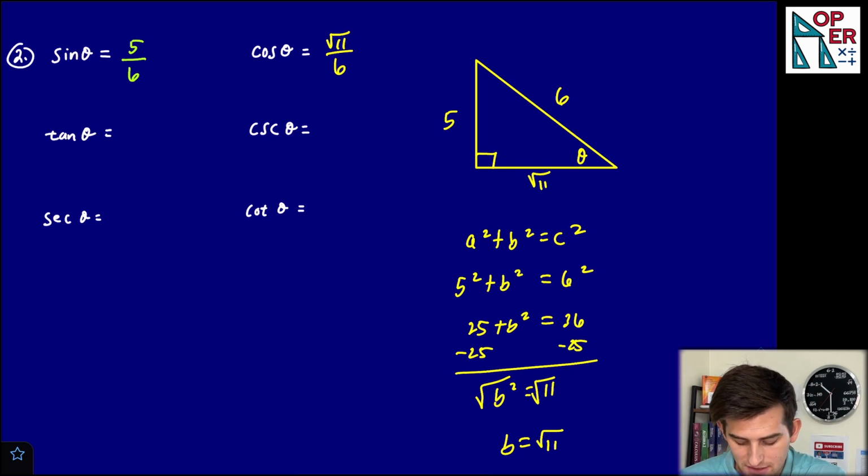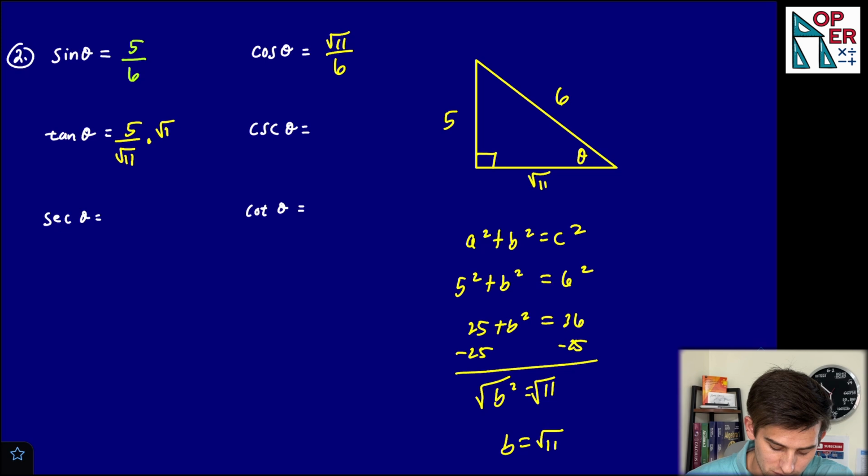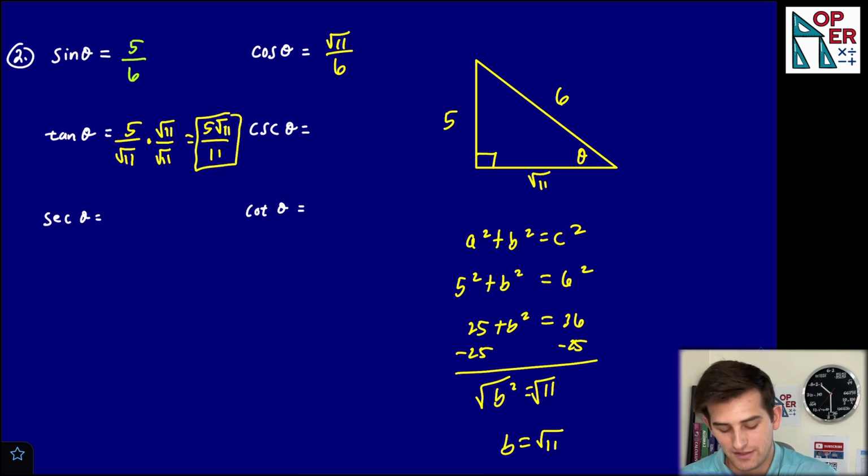Tangent now is opposite over adjacent. So this is going to be 5 over the square root of 11. Now this is a case where we can't leave root 11 in the denominator. So let's rationalize it by multiplying by root 11 over root 11. And we'll get 5 root 11 over 11 for tangent of theta. All right, so now we can just do the inverse for cosecant, secant, and cotangent.